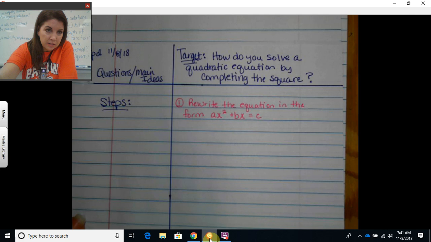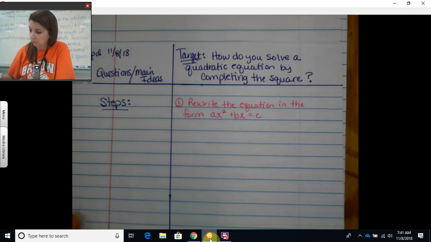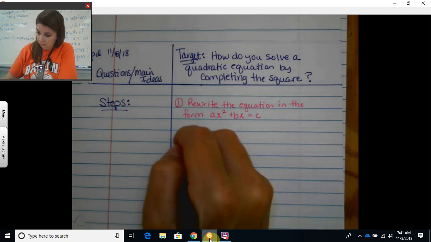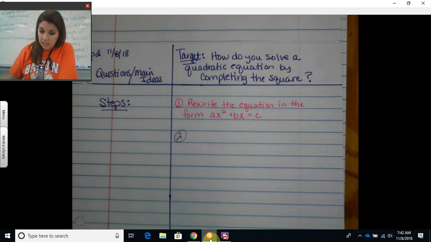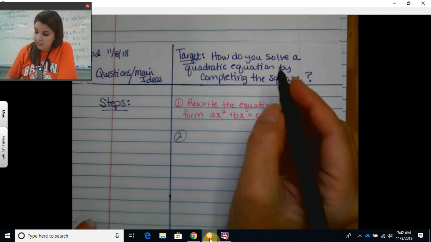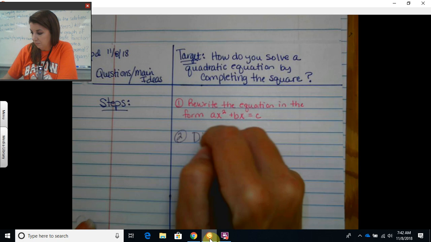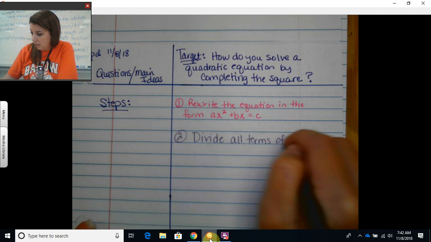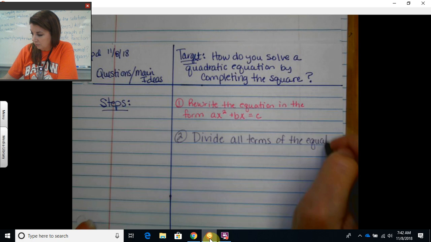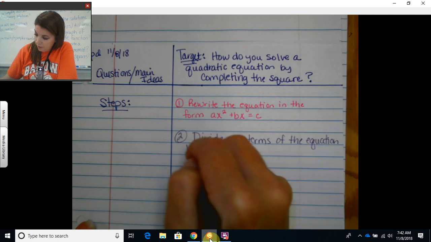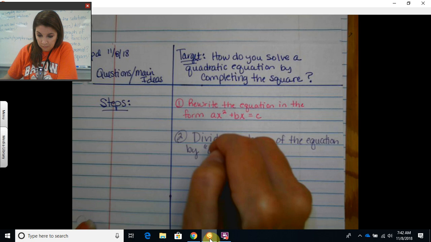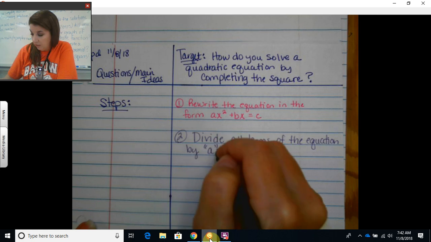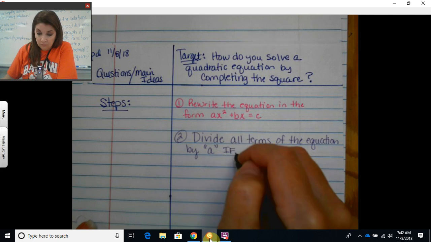All right, step 2. Divide all terms of the equation by A, if A is a number other than 1.